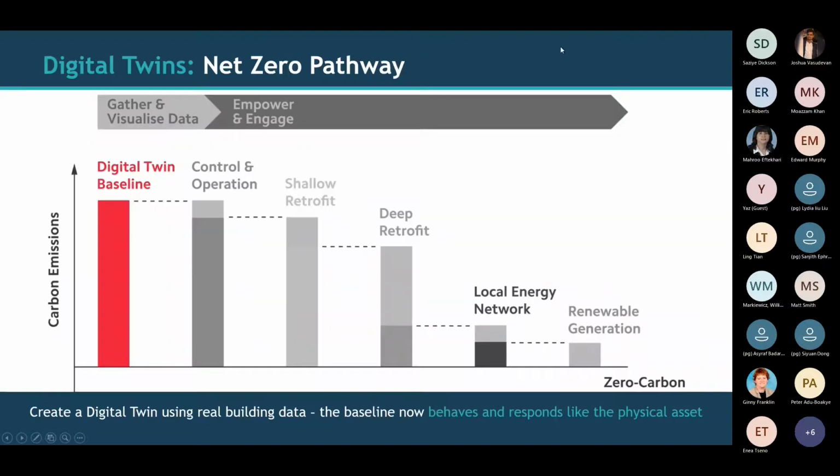So how do we do this? This is just an example of a net zero carbon pathway using digital twins. What we do is we establish the baseline of the digital twin. So we create a digital twin either at scale or on an individual building level. Then the baseline behaves and responds like the physical asset. We can then look at the control and operation of buildings.